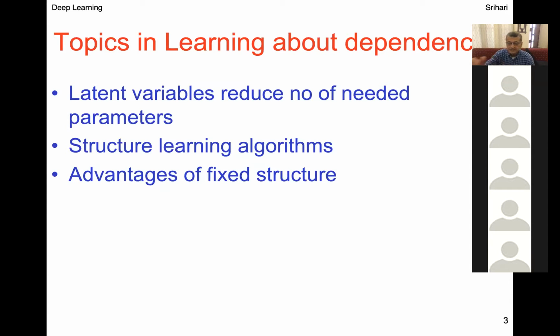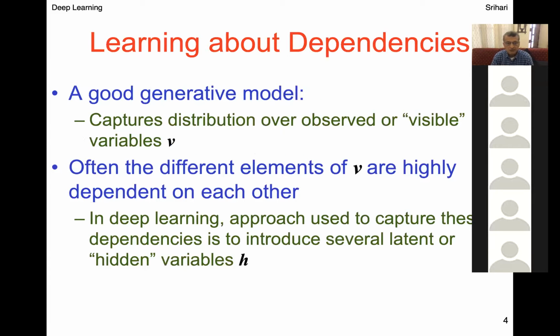So this is what this small vignette is about: graphical models. Okay, so learning about dependencies. A good generative model captures the distribution over observed or visible variables V. So if you are going to have a generative model, what's a generative model again? It is a model that can be used to generate samples. And as I said, generating samples is an important task. Again, why is it important?